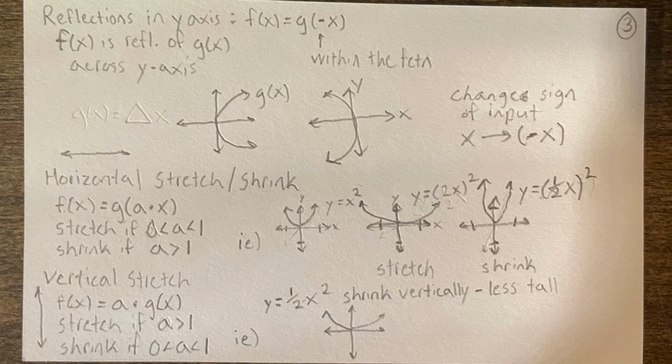Horizontal stretch and horizontal shrink. Given a function g of x, f of x equals g of a constant a times x is a horizontal stretch or a horizontal shrink. If a is between 0 and 1, it is a stretch; if a is greater than 1, it is a shrink.